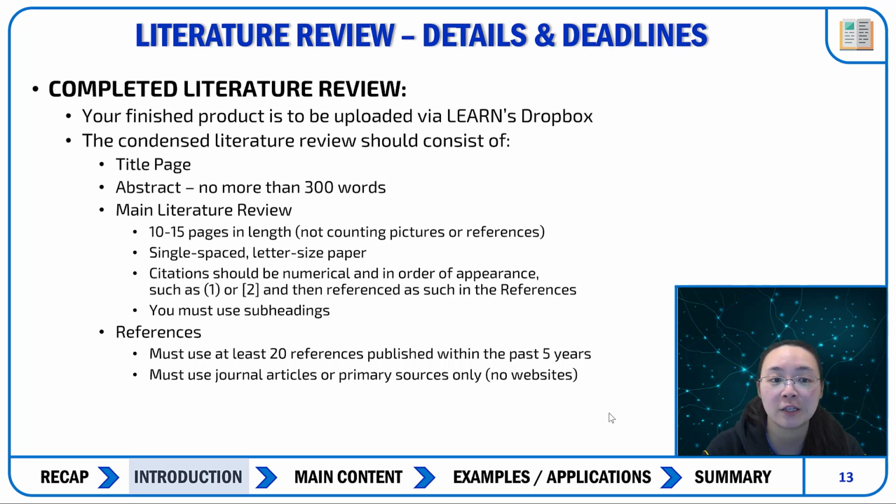is versus citations. In order to have a good literature review, it's very important that you use subheadings so that it's very easy for the reader to keep track of where they are. So having that table of contents and having subheadings will help significantly. Next, this is a literature review, so I do expect at least 20 references published within the past 5 years, or preferably published within the past 5 years, so that your lit review can be as recent as possible.